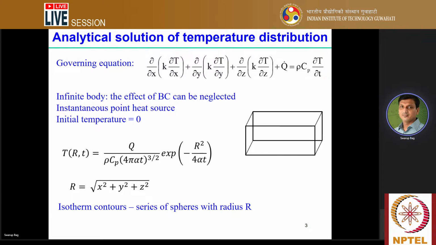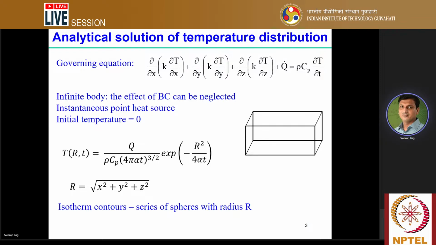Of course, this heat conduction equation is possible to solve, but you need to make lots of assumptions. With these assumptions, you will get some analytical solution of this equation. For example, I'm just trying to explain the different assumptions, and based on that, what solution we can expect. First, I assume an infinite body. In that case, the effect of the boundary condition can be neglected.